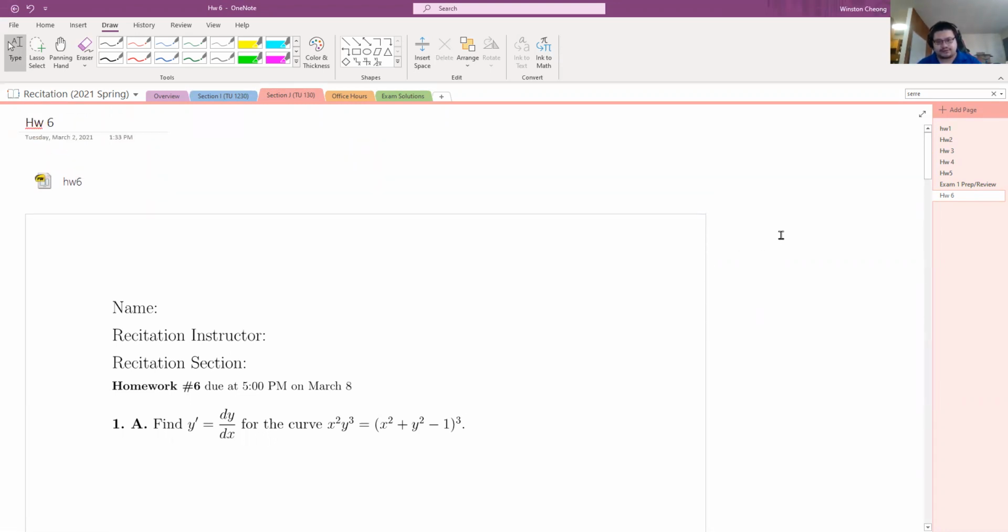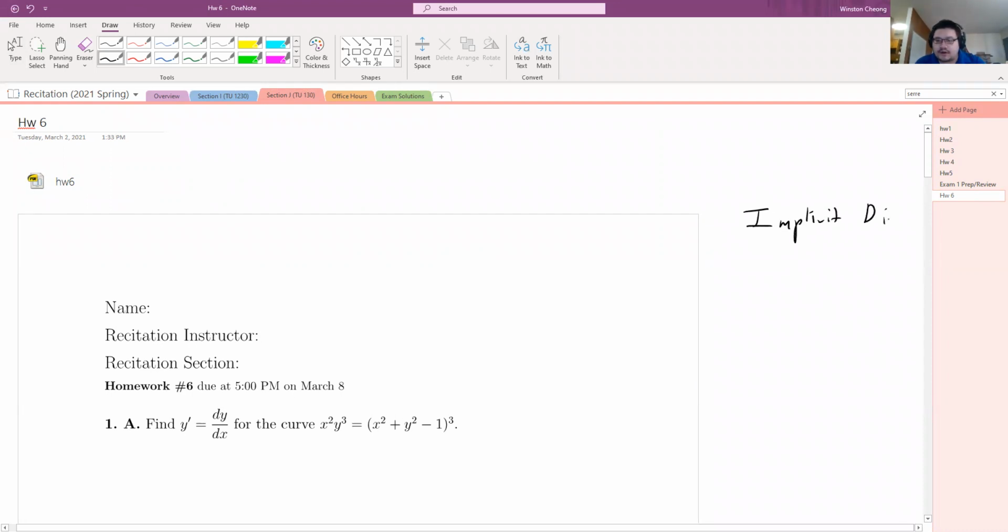Okay, for this week, we're talking about 2 different topics, but they're related. One of them is implicit differentiation, and one of them is related rates. The problem set starts off with implicit differentiation. What I want to say about it is it's a kind of differentiation where it really matters what you're taking the derivative with respect to.